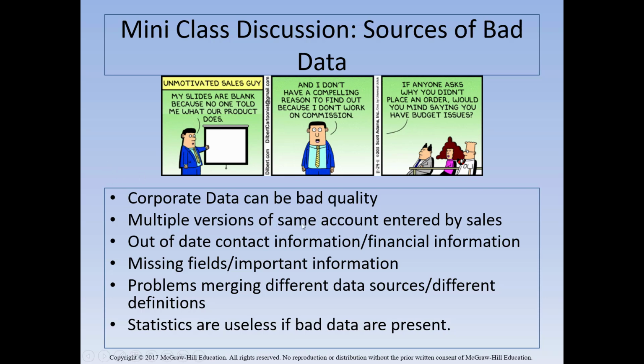So here's my little summary. Corporate data can be of really bad quality. I've seen the same account entered 5 times slightly differently each time. Contact data might be out of date. We may have very important information, information on service dates, for example, that are completely missing. And if we're trying to put together data from different data sources, there may be different definitions. Going back to the example I gave earlier in the course, in Singapore, there are very different definitions of ethnic groups from the US. So sometimes if we merge data, it can be problematic to say the least.